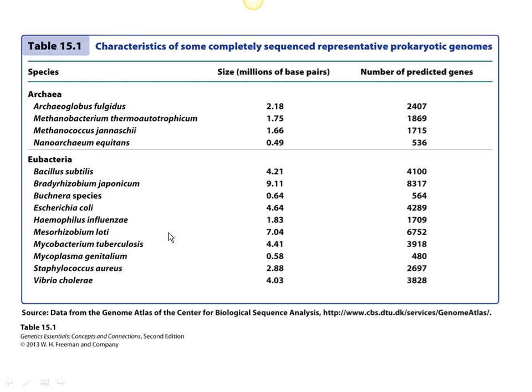These are some of the completely sequenced genomes in the prokaryotic group. You have the archaea here and the eubacteria. Here's E. coli down here. And what you can see from the sequence, even though there are differences, is that the size of the genomes really doesn't exceed 10 million base pairs, this one being pretty large. E. coli has a 4.6 million base pair genome.